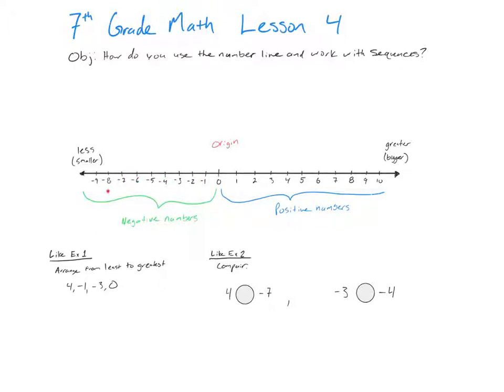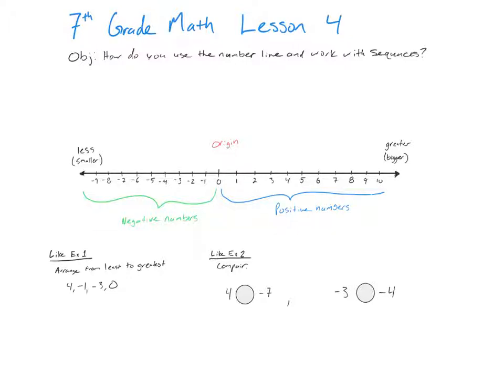Kind of think about which one you'd rather have. Would you rather owe someone $7, or would you rather owe someone $4? I would rather owe them $4. I'd rather not owe them anything at all, but if I had to owe them something, I'd rather owe them 4. These are negative numbers, positive numbers, and 0 is not positive or negative, it's just 0.